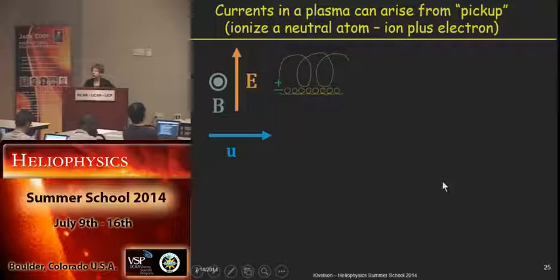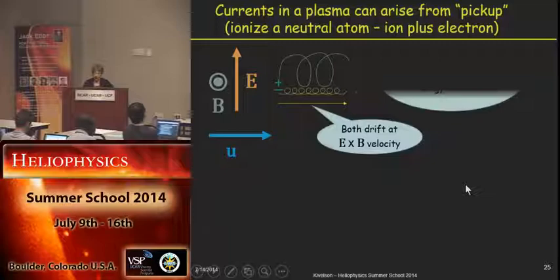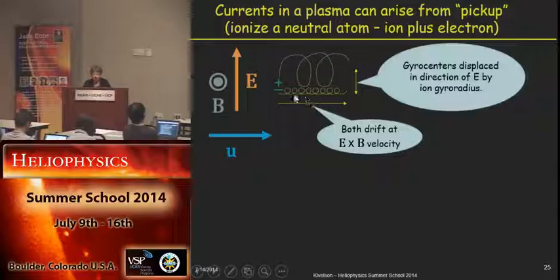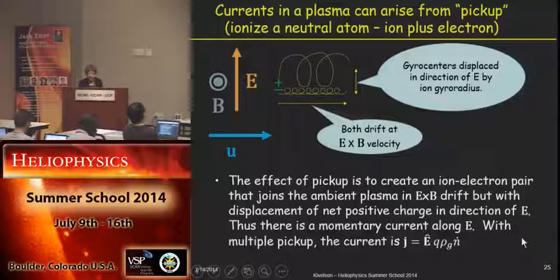Both drift at the E cross B velocity on average. I mean, of course, they're always moving at different velocities, but on average both are moving in the E cross B direction at the E cross B velocity. Now, the effect of pickup, then, is just to make an ion-electron pair. And so there's a momentary current along the direction of the electric field.